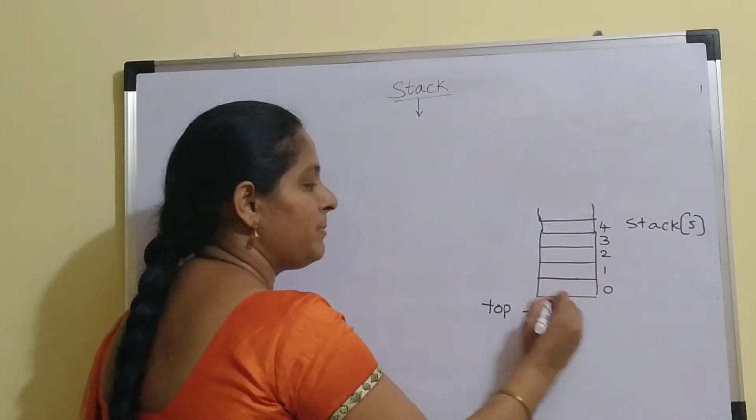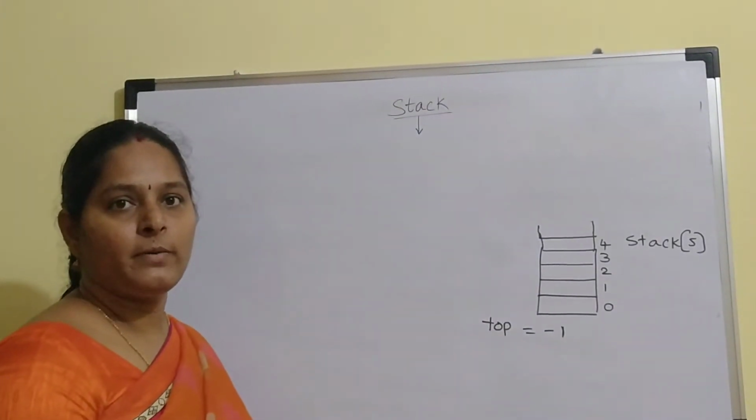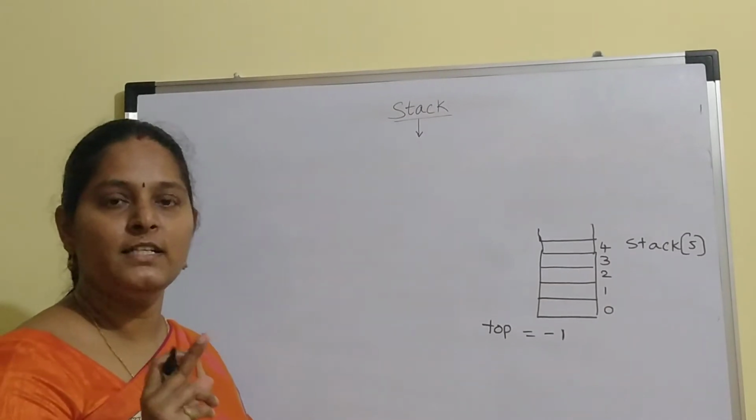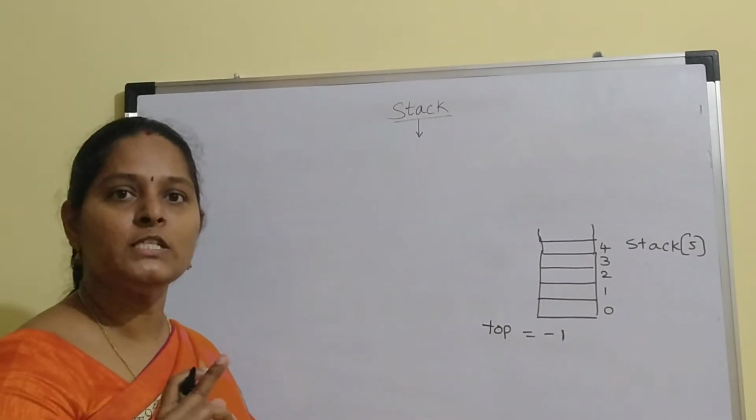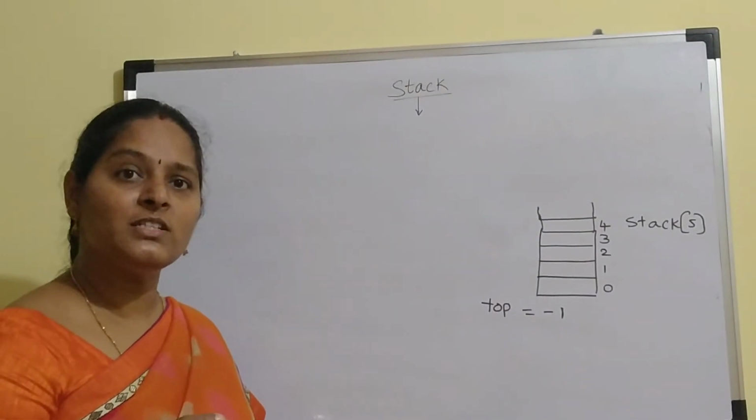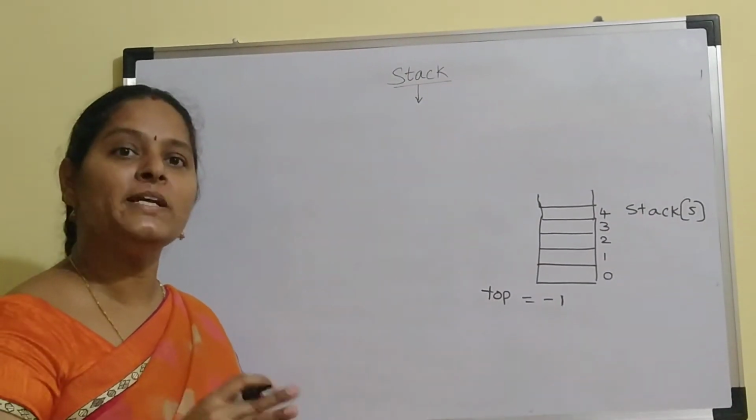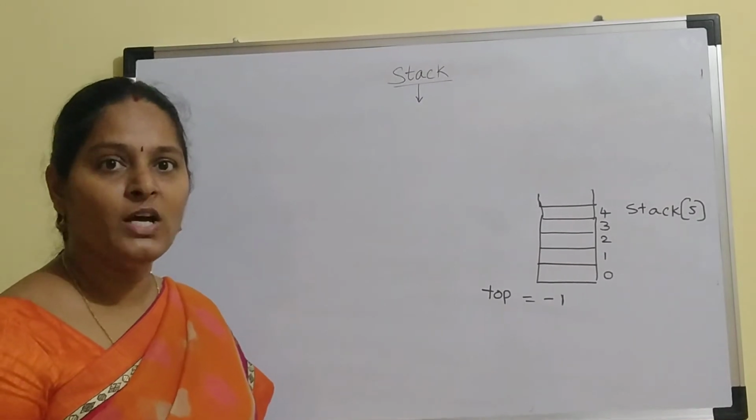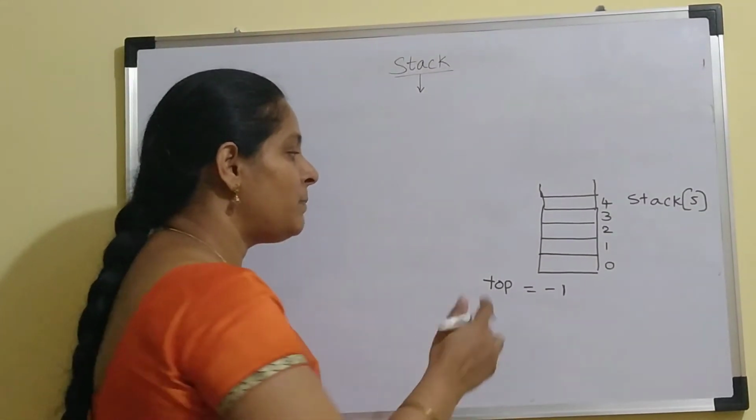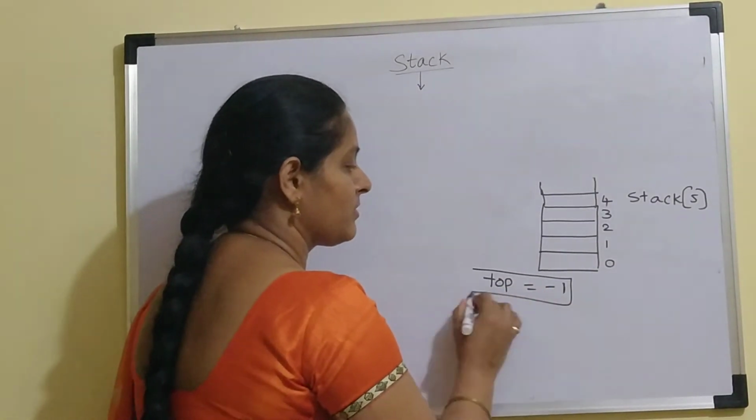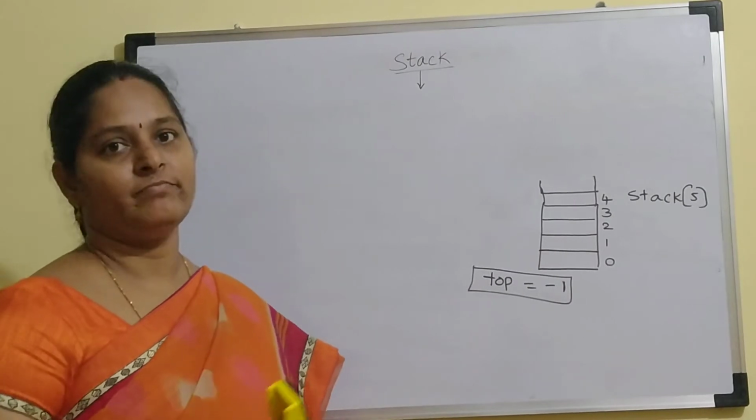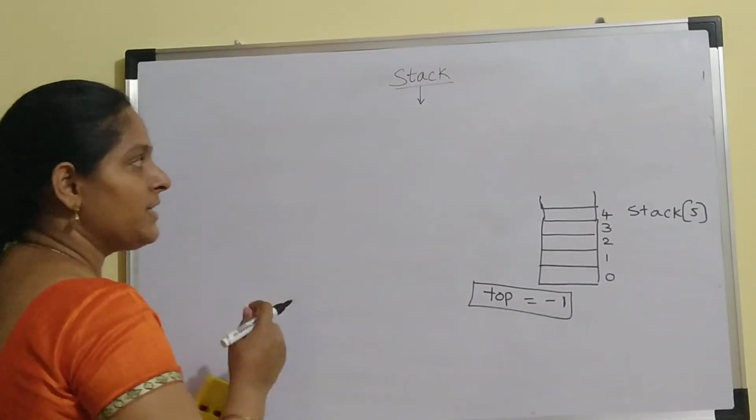Initially top is -1. Just now I told you every stack contains one pointer, that is the top pointer. The top pointer always points to the top of the elements. If there are no elements in the stack, that indicates that top is not pointing to anyone, right? So that condition we are calling top is -1. Top is -1 indicates that the stack is empty.